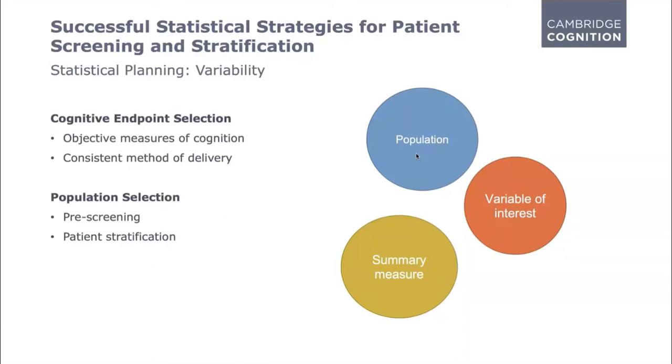So when it comes to endpoint selection, we want to be choosing objective measures that allow that unbiased assessment of cognition. And in the Ebbinghaus trial, the inclusion of the spatial working memory task, the strategy score, was chosen as the objective measure of executive function. And alongside looking at objective measures, we also want to look at measures that have a consistent method of delivery. And that enables the reduction of measurement variability to minimise that variability from rater to rater.